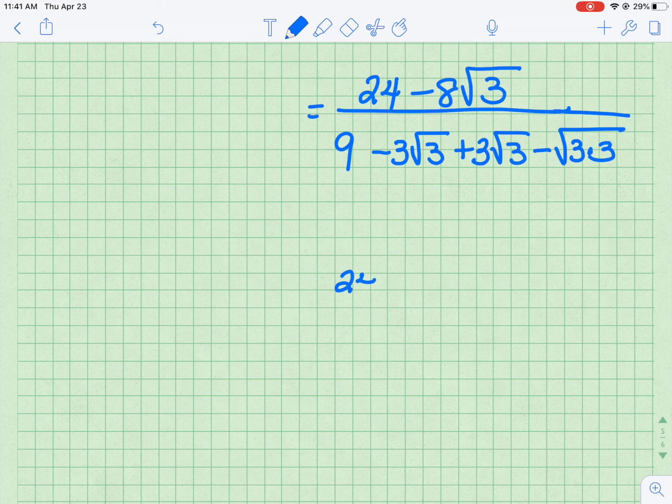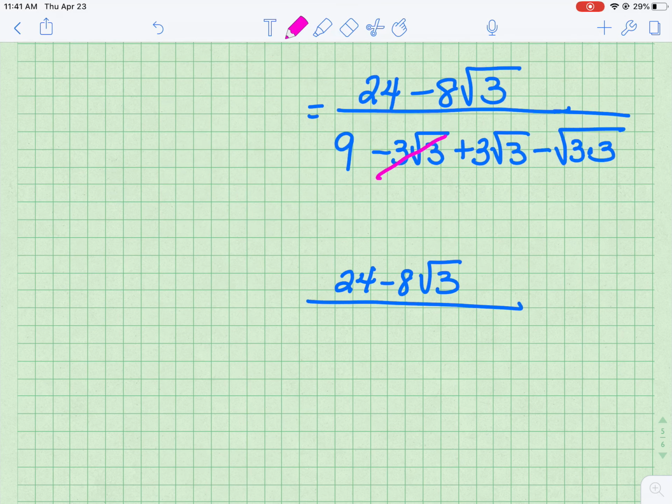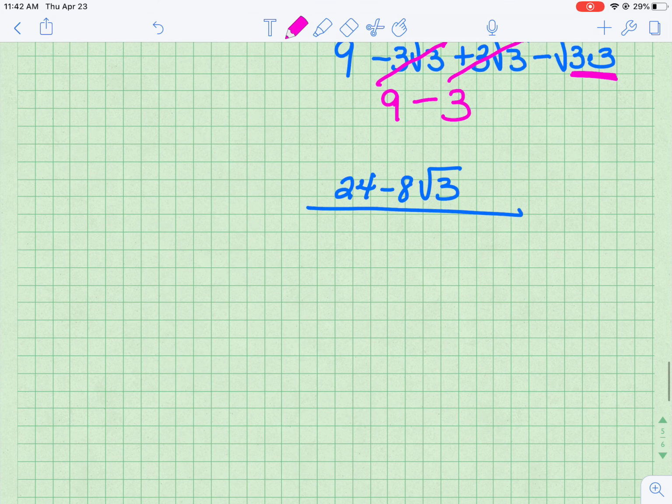In the numerator, I have 24 minus 8 root 3. In the denominator, watch what happens. This is negative 3 root 3, and this is positive 3 root 3. They get canceled out. I have my 9, and then if I look over here, the square root of 3 times the square root of 3 times 3 is actually an escape, so we can bring out the 3. And so in the denominator, we have, oops, that's not multiplication. I was like, that's not right. We have minus 3. Sorry, wow, that was a big mistake. And so 9 minus 3 is 6. That's our denominator. Now, I would probably accept this.